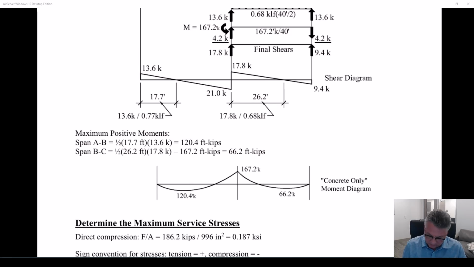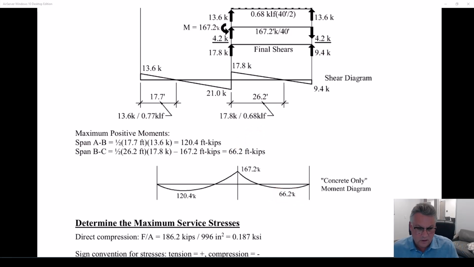It won't always be the case. You have to be careful. I'm trying, as I said, to demonstrate a point here. The change in moment from this point to this point is based upon the area under this shear diagram. But the moment started at 167.2. So the change in moment is the 1/2 times 26.2 times 17.8. But I have to account for the fact that I started at 167.2. So the positive moment is 66.2.